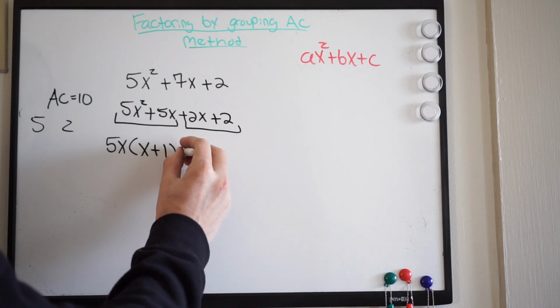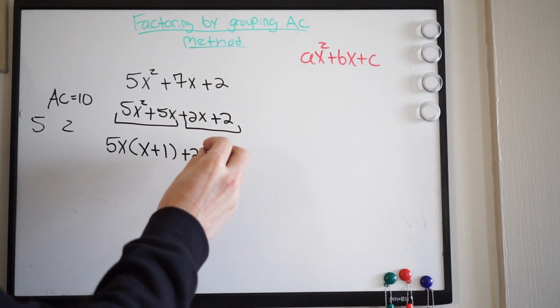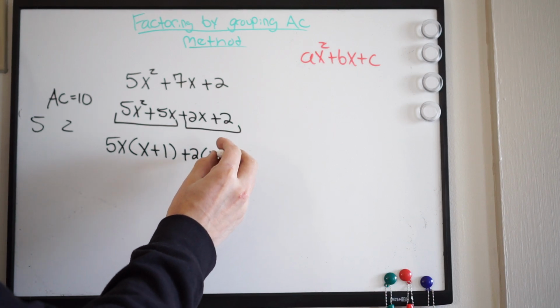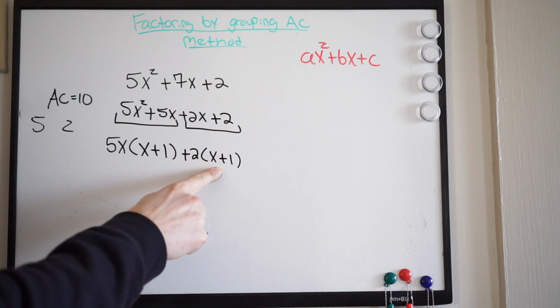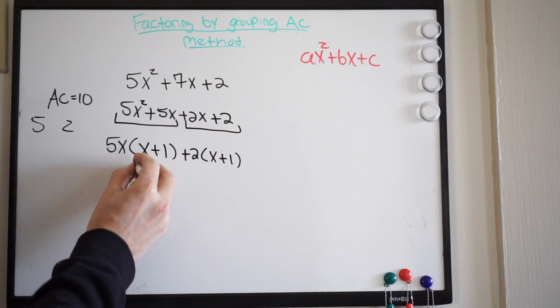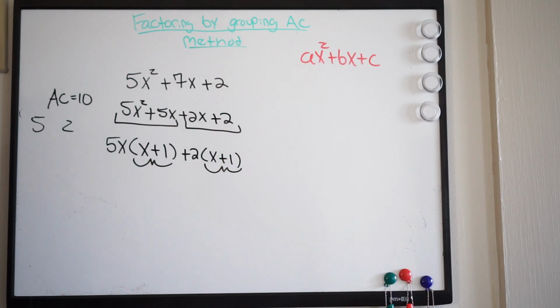Okay, and if we look at the next part, it looks like we can take out a positive 2, so plus 2. And then we will be left with x plus 1. Notice how these two factors here are the same. These are called our common factors. Right? So our common factors.